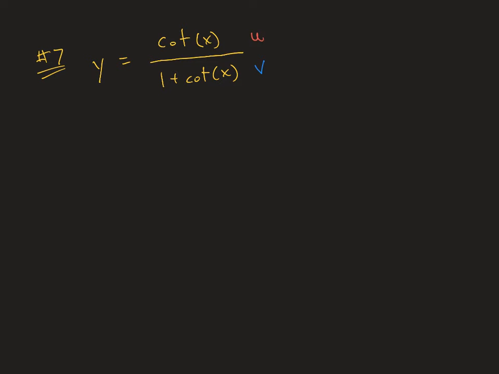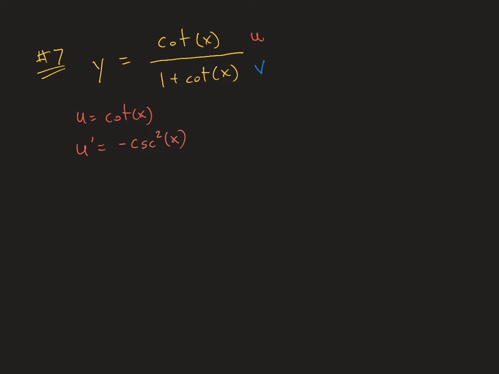So I'm going to assign the numerator to be my u function and the denominator to be my v function, and then I'll get organized. If u is the cotangent of x, then you have been memorizing these, and you should remember that this derivative is negative cosecant squared of x.